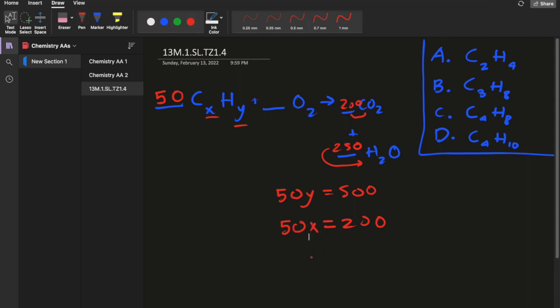Again, this is just simple math, paper 1. So for this one, x is equal to 4 and y is equal to 10. So the answer is D.